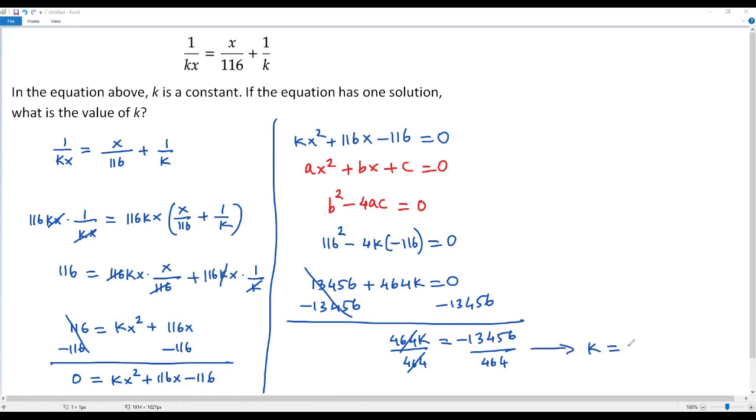On the right side, we have negative. When I divide this value by 464, I'm getting 29. Here I got the value of k, that is negative 29.